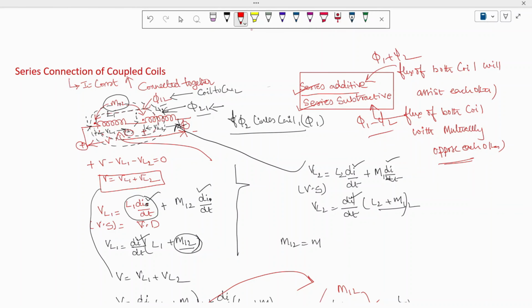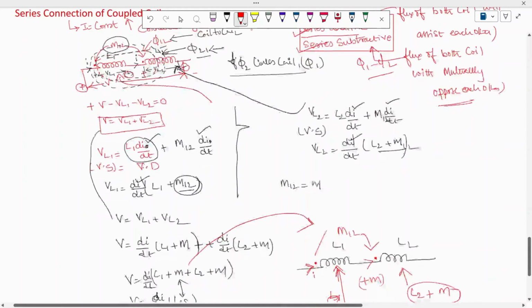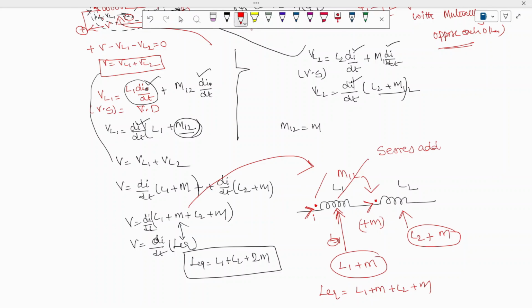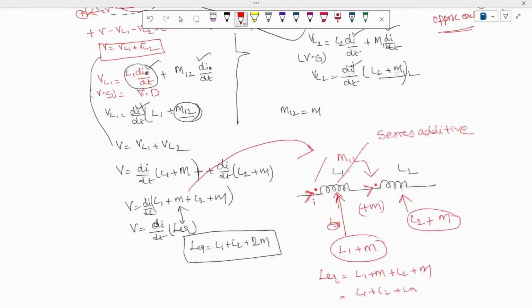So that's how we understood. You can see here the current is entering the dot. Here also the current is entering. I can call it series additive. How to write down series subtractive? Now we will look at it here.